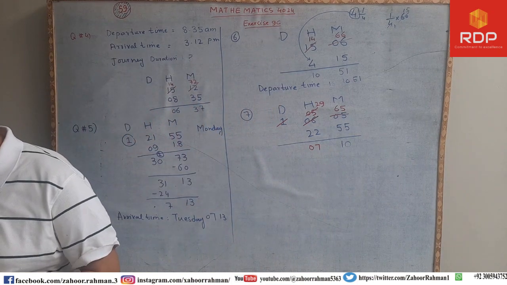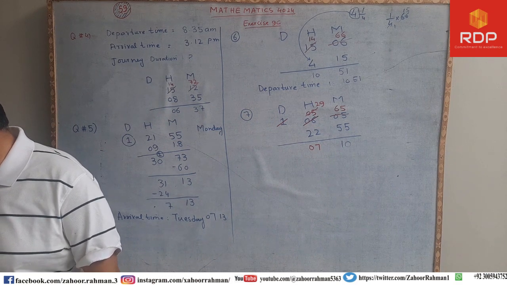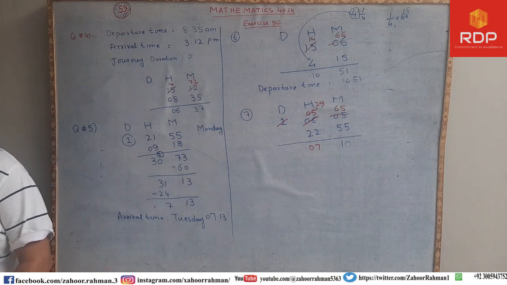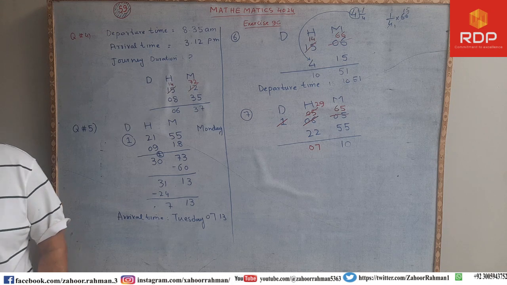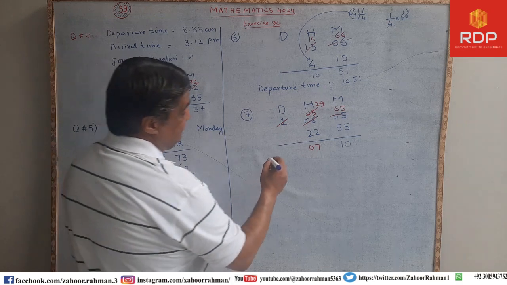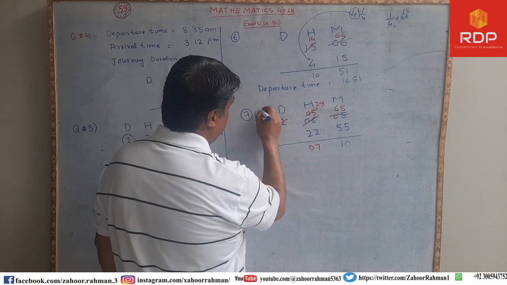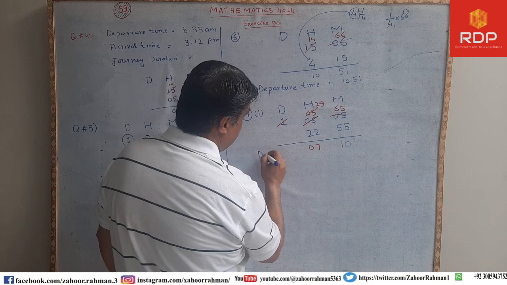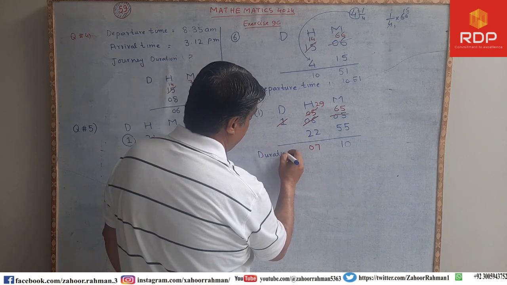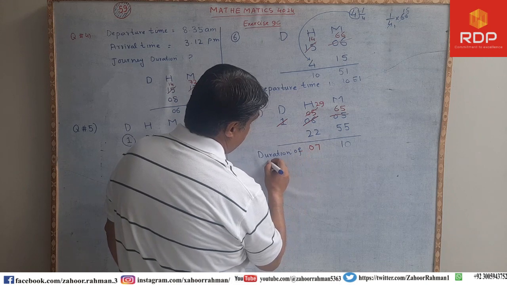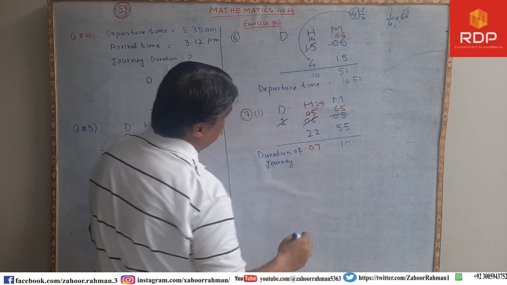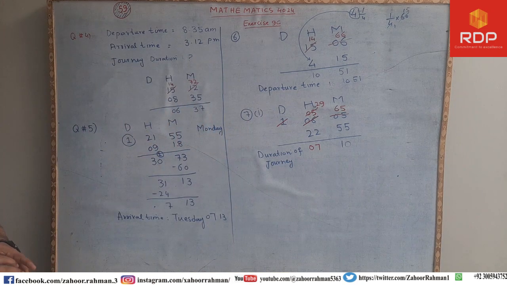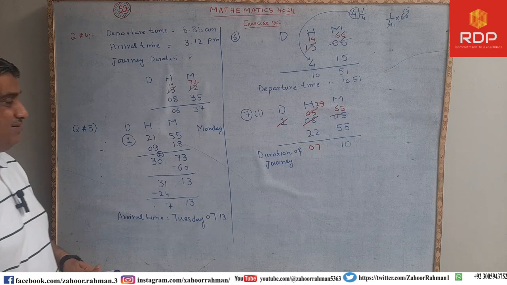So the question is saying find the time taken for the journey. This is the duration, and that is part number 1. This is the duration of the journey. What does it mean? It means 7 hours and 10 minutes it took to reach its destination.